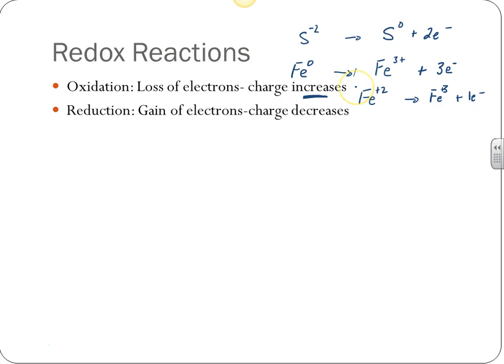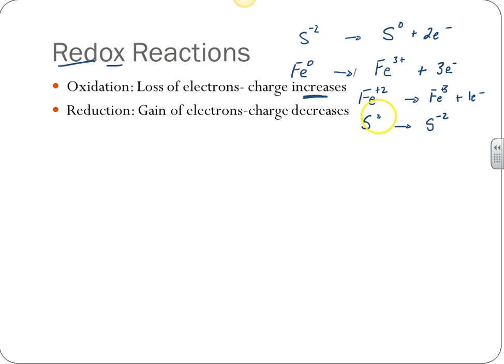Okay, we also have reduction as another possible process. In fact, when we look at this, the red is reduction, the ox is oxidation. So reduction is a gain of electrons, and the charge is going to decrease. To give some examples of that, we could have something like sulfur 0 becoming sulfur -2. Now in this situation, where would the electrons be?